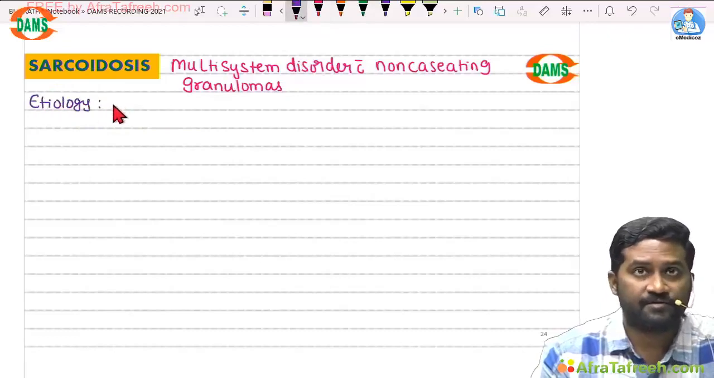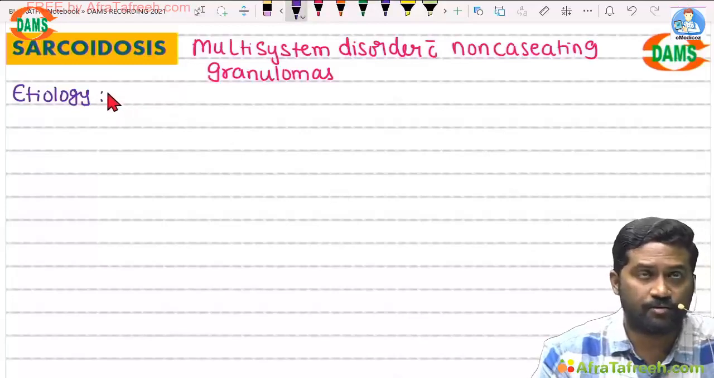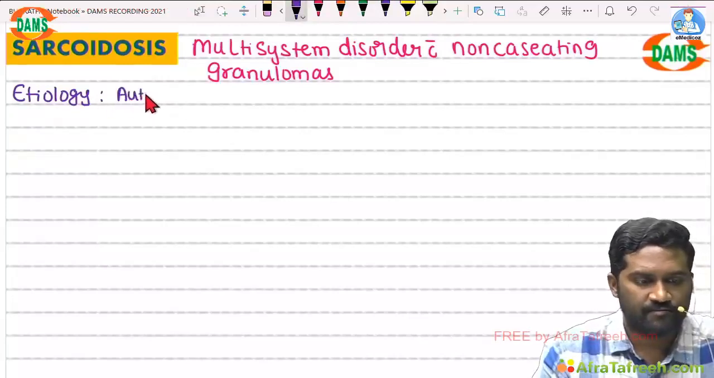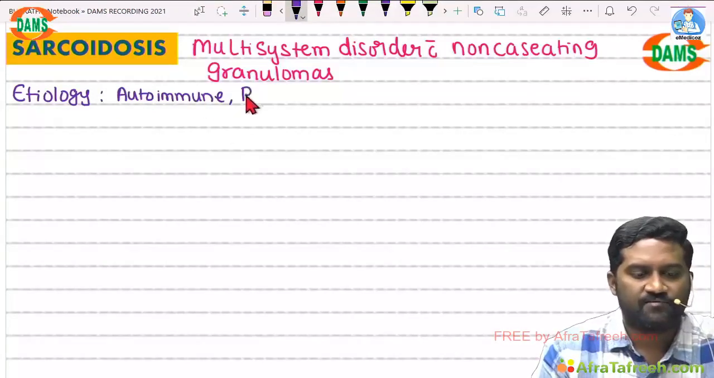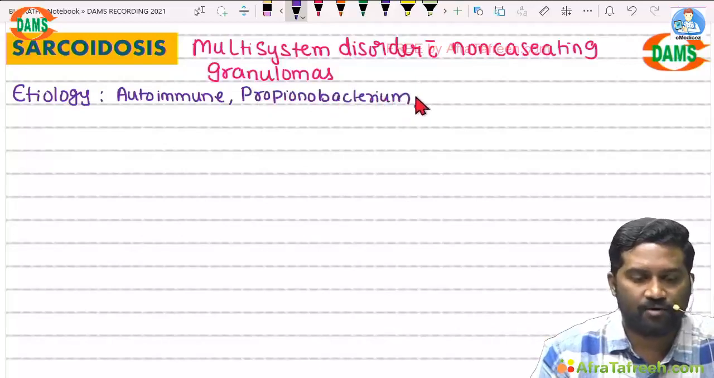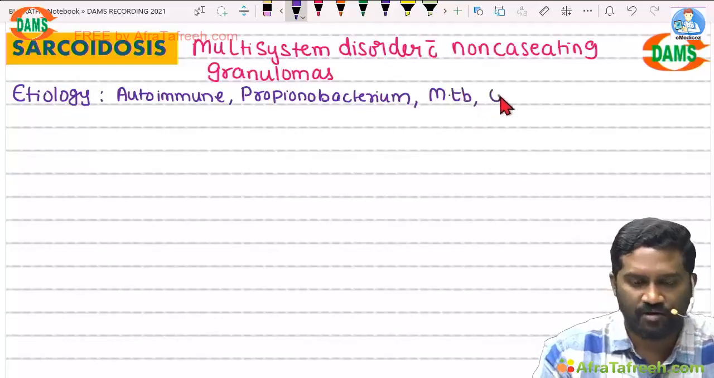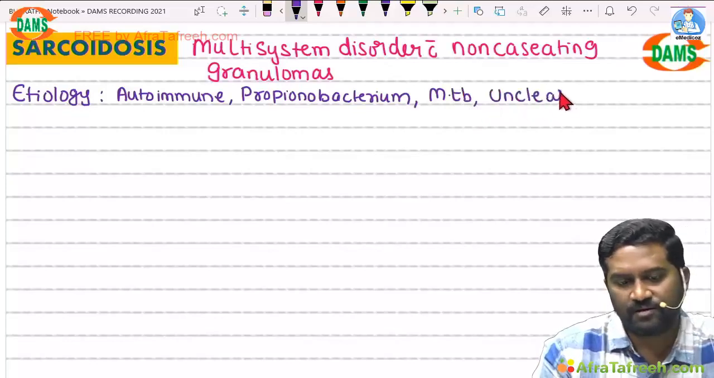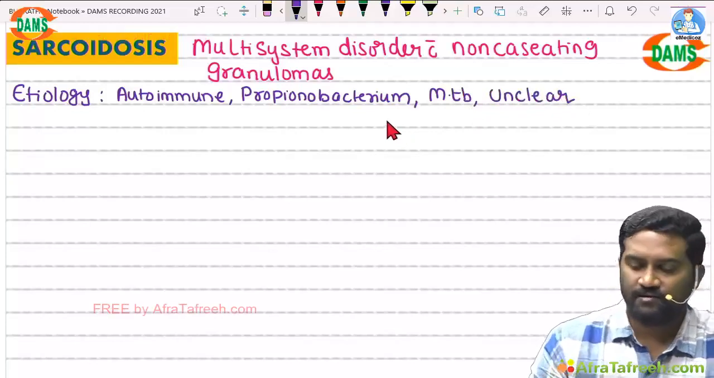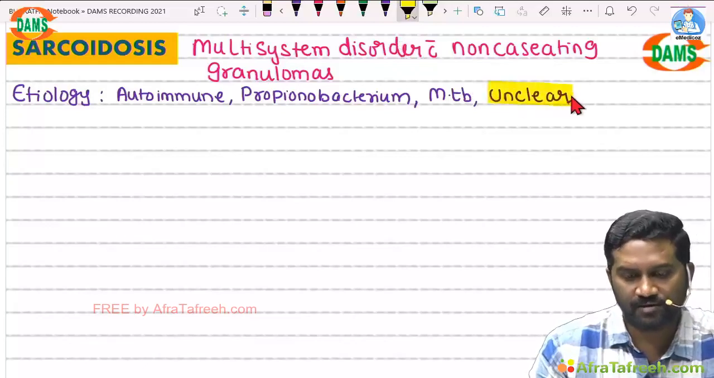Americans feel this sarcoidosis is due to some autoimmune phenomena. Japanese brought a theory about propionibacteria. We Indians always confuse this with Mycobacterium tuberculosis. On the whole, still the etiology is unclear. If somebody asks you what is the etiology of sarcoidosis, still it is unclear.